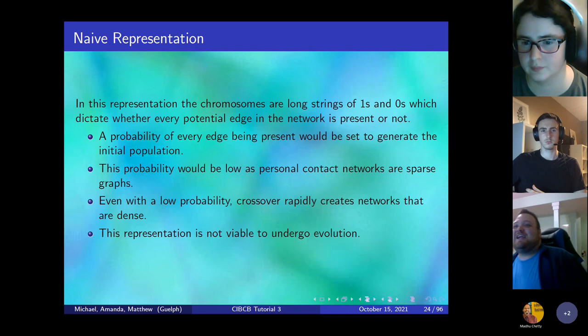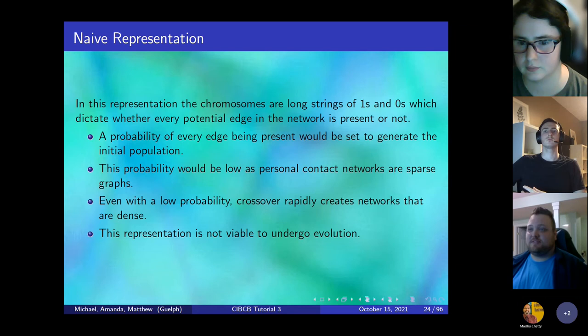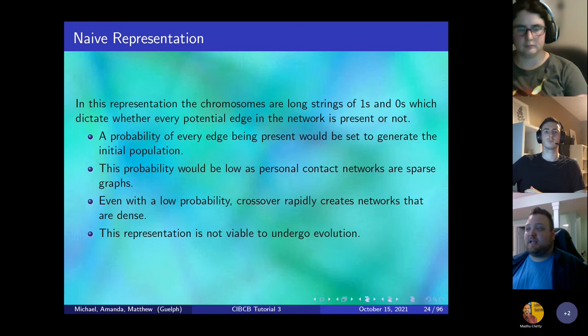So the naive representation. In this representation, the chromosomes are long strings of ones and zeros, which dictate whether every potential edge in the network is present or not. A probability of every edge being present would be set to generate the initial population. This probability would be low, as personal contact networks are sparse graphs. Even with this low probability, crossover rapidly creates networks that are dense. Because of this fact, these representations are not viable to undergo evolution. So that is one example of a generative representation, but it doesn't work for the problem that we're trying to apply it to. So what are some that do work?